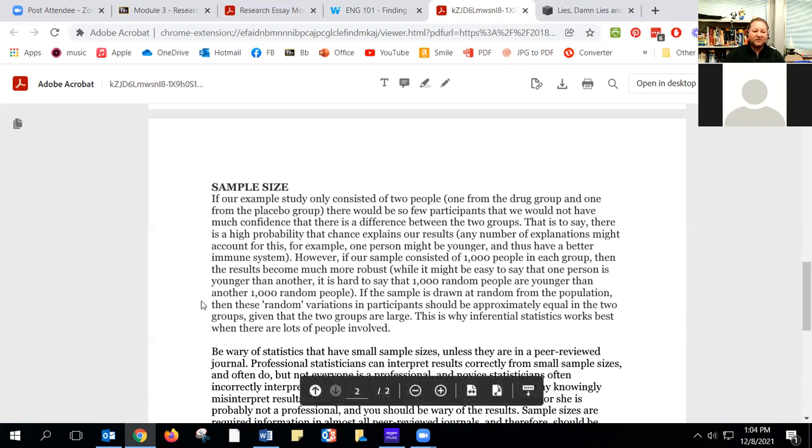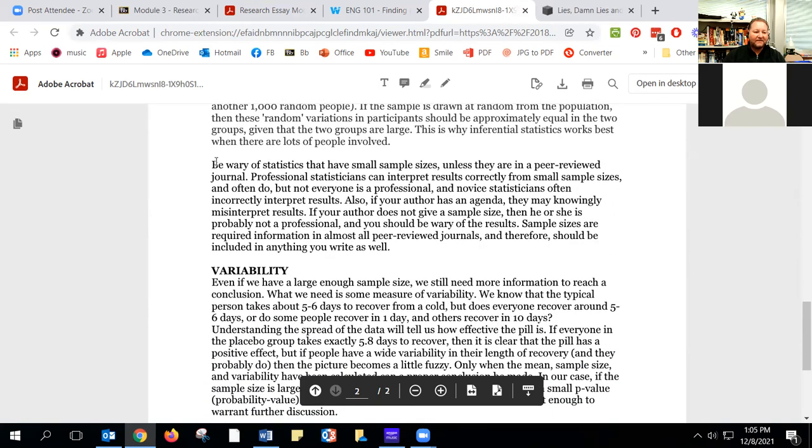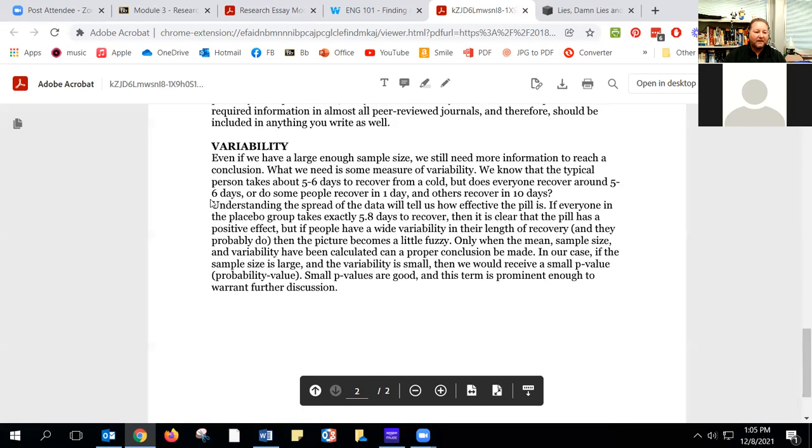So now the sample size is better. It's a large enough sample size and it's varied enough. And both of them have enough of the variation within those two groups, right? And they even say it here, be wary of stats with small sample sizes unless they're peer reviewed, because it's important, right? And then variability, right?